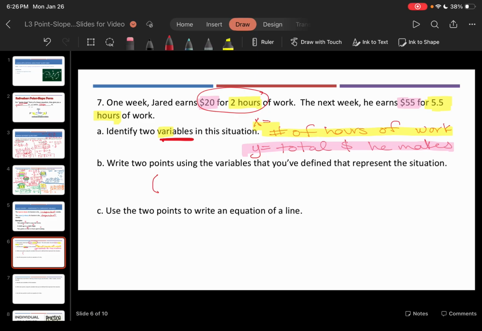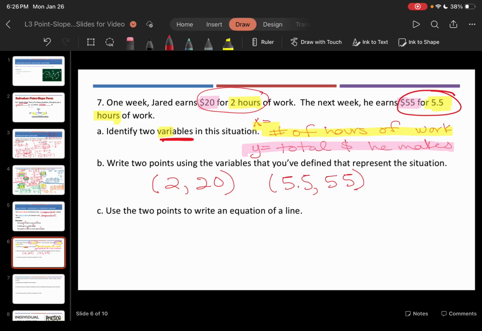And we identified that the independent variable is the number of hours of work. So 2 comes first, and then the total amount of money he makes is the dependent or the y variable. So I'm going to take that information and write it as a point. Same thing over here. When he worked 5.5 hours, he made $55, right? Okay, so there's my 2 points. That is really the hard part. The rest of this should be pretty easy.